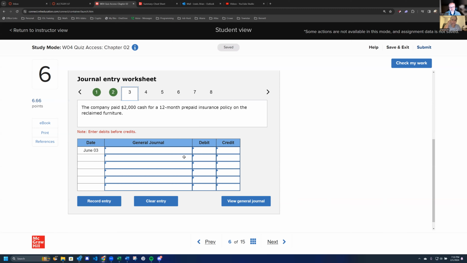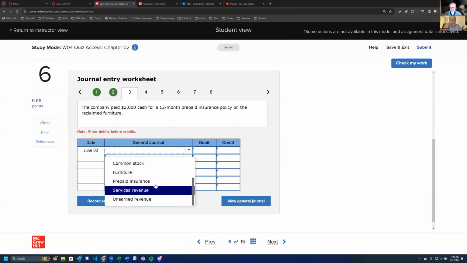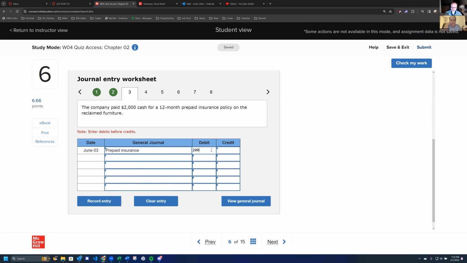Well, I think it's not going to have a prepaid insurance option on the drop-down menu. Okay, let's start with the debit. We are debiting 2,000 to the prepaid insurance account. Yep. And is it expenses or... No, it's going to be cash. Remember, in these ones, you're only going to have two accounts.